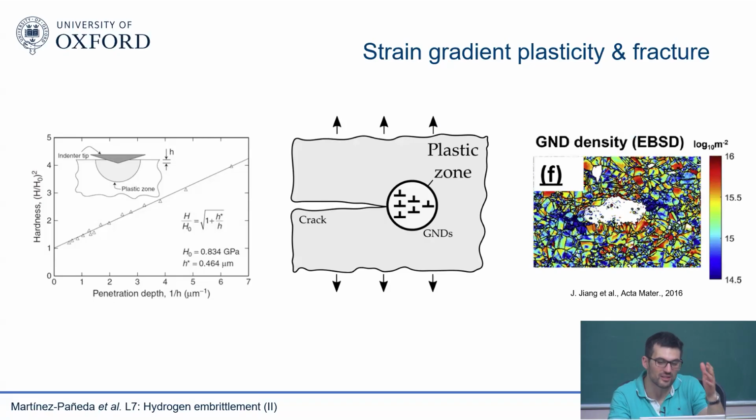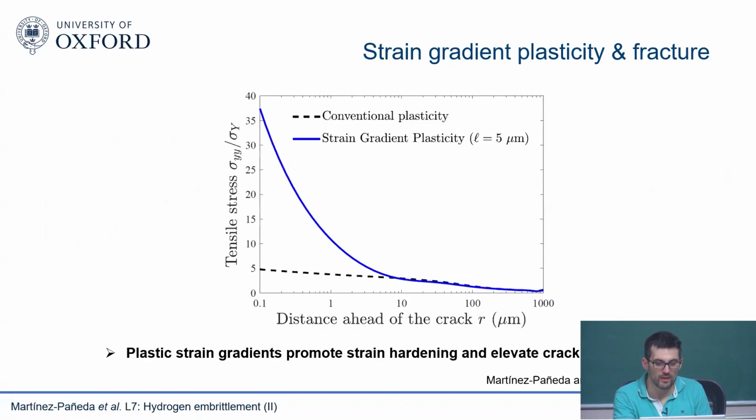Because GNDs are related to lattice rotations, we can do EBSD measurements, and it's very common these days to see that GND densities are very, very large near cracks and other stress concentrators. This is what you see here, an EBSD measurement. So what happens in plasticity if you take one of these theories, pick a typical value, fit it to a microscale experiment, and then simulate what happens inside of a crack? You see something like this.